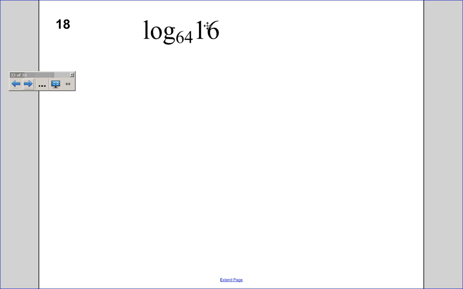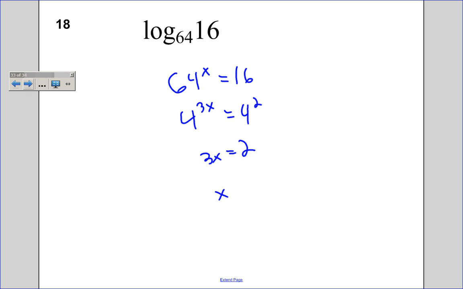Log base 64 of 16. 64 to the x power is equal to 16. So that's going to be 4 to the 3x is equal to 4 squared. So 3x is equal to 2. Divide by 3 on both sides, and x is equal to 2/3.